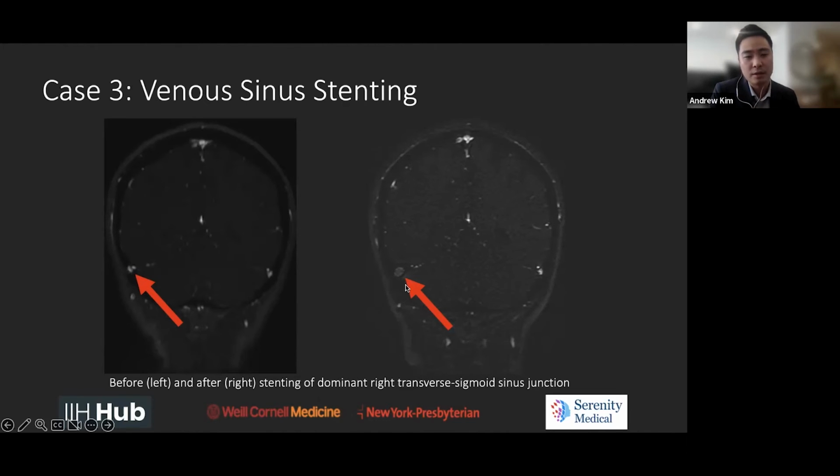So you'll notice that there is a little bit of decrease in the actual quality of the signal because of the stent itself. But it's important to just keep in mind that as long as you can see the signal, and as long as you can get a good idea of the actual diameter of the vessel, that's what's important. And you can see here that there is a nice return of its diameter to something a lot more robust compared to the hypoplastic left side.